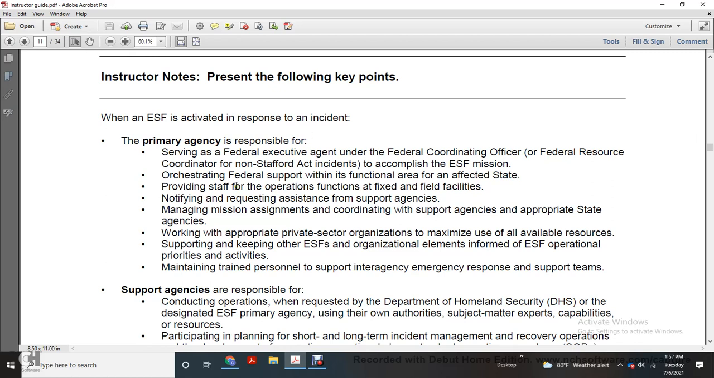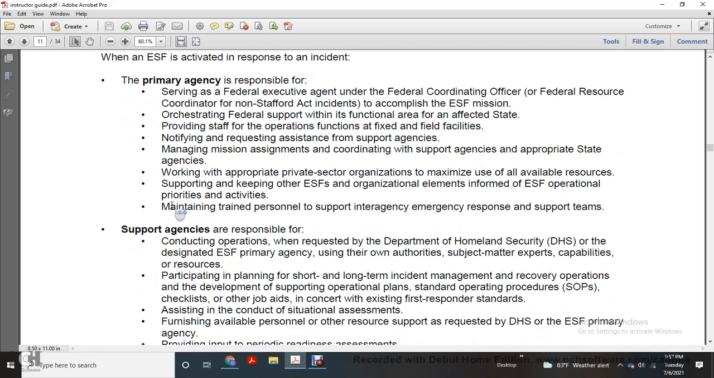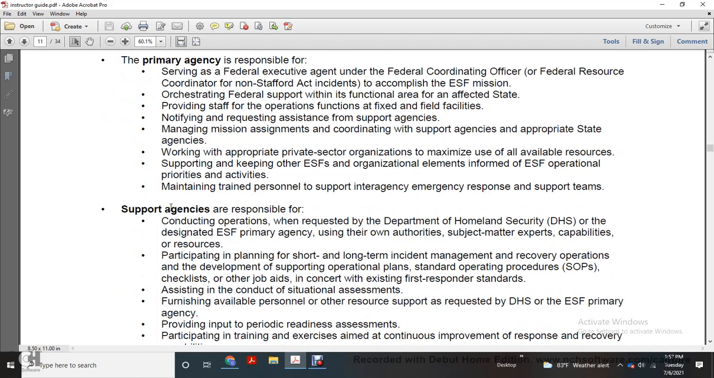The primary agency orchestrates federal support within the functional area for the affected state. It provides staff for operations and fixed facilities, notifies and requests assistance from support agencies, manages mission assignments and coordinates with support agencies and appropriate state agencies, and works with appropriate private sector organizations to maximize available resources. It supports and keeps other emergency support functions and organizations informed of the emergency support function's operational priorities and activities, and maintains trained personnel to support interagency emergency response and support teams.